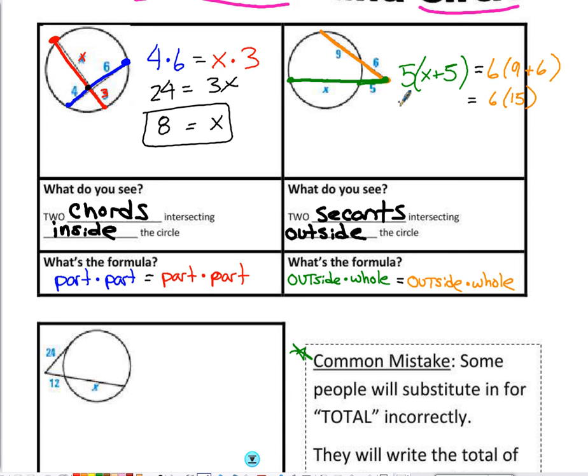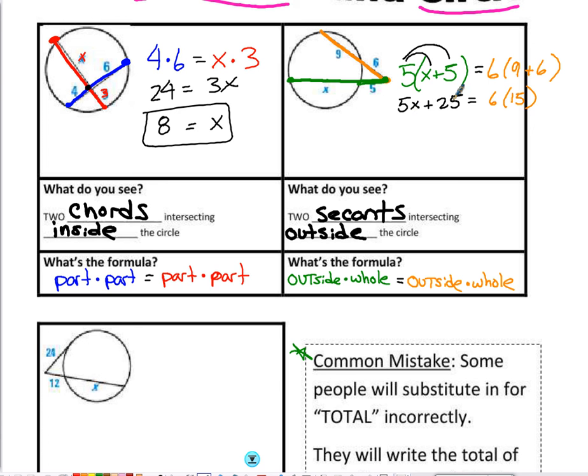Now, when I have parentheses like that with a 5, what should I do? I'm going to make sure I distribute the 5 into the x and into the 5. The common mistake is we distribute to the x, but forget to distribute to the 5 as well. So 6 times 15 is going to be equal to 5x plus 25. Go ahead and take a moment and see if you can solve that equation for x.